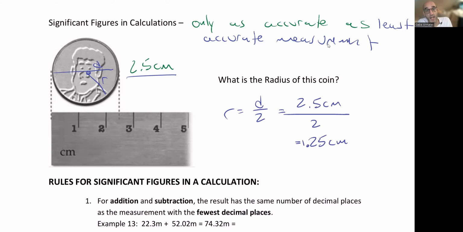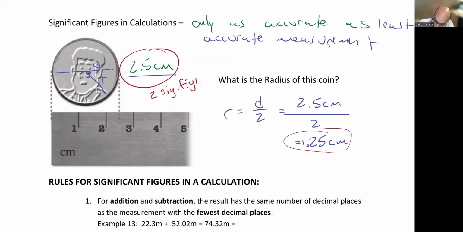We move on, right? Wrong. This is not correct. Before we continue, this number right here has 2 sig figs. So my measurement has 2 significant figures. When I divide by 2, this number right now has 3 sig figs. How is it possible that just dividing by 2, which is not a measurement, I now have 3 significant figures? So we run into a problem here.